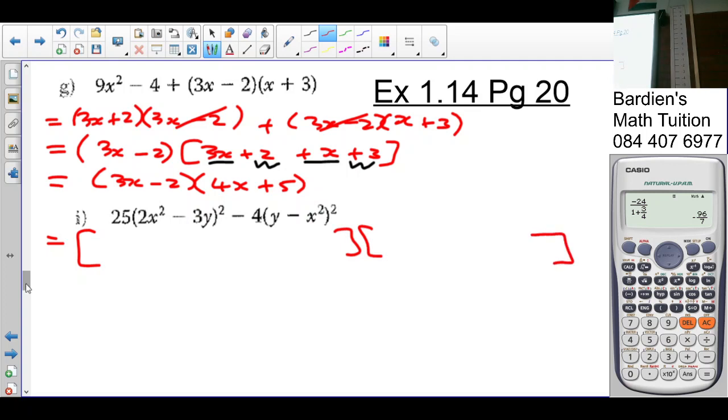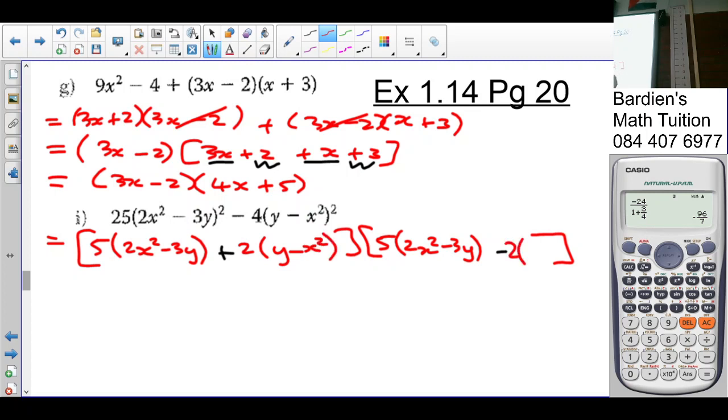Right, so what do we get? 5 into 2x squared minus 3y, plus 5 into 2x squared minus 3y, one plus, one minus. It's going to be 2 into y minus x squared. Okay. Do we stop there? No. What do we do now? Multiply out. Get rid of the brackets.